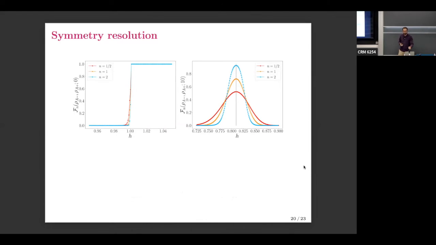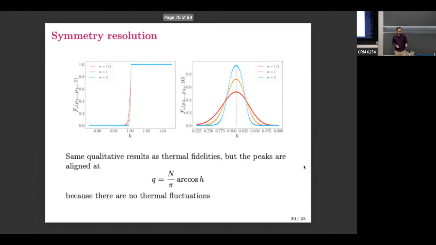And for the symmetry resolved one with q bigger than 0, you still get this peak that gets narrower and narrower, but now they are all aligned because there are no longer thermal fluctuations. So now this black line that you see here is exactly the ground state eigenvalue of the charge. So, again, physically expected, but I think it's good.